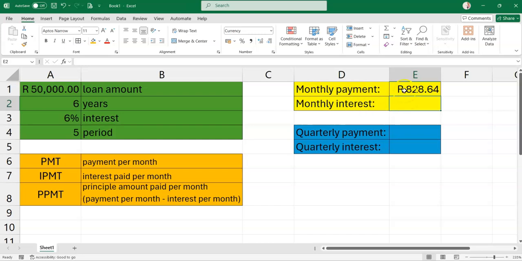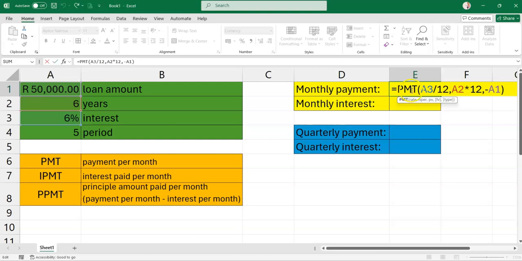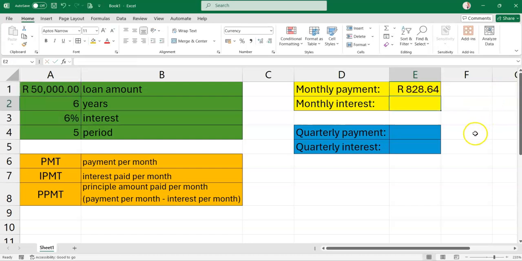Right, so that's your monthly payment. So I do my PMT, I take my interest, divide by 12, I take the time period, meaning how long am I going to pay this loan, times 12, because there's 12 months in a year. I put my negative sign because a loan is a negative thing for me. I do not like to borrow money, and then click on the amount, and the payment that you will make per month is then 828 rand and 64 cents.